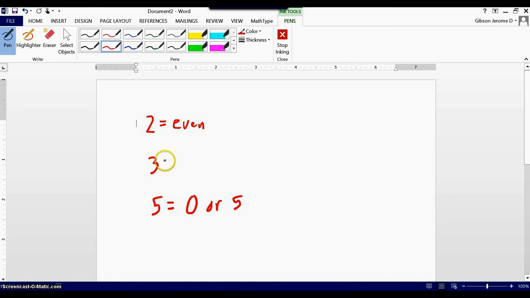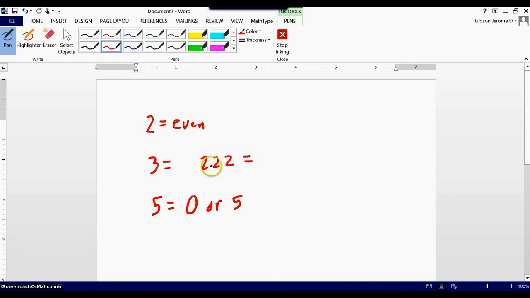Now we take a look at 3. Now with 3, basically it goes like this. If you add all of the digits together and they equal a multiple of 3, then it could be divided by 3. So let me give you an example. Let's take the number 222. Now if you look at this number here, it doesn't look like 3 divides into it evenly. But let's take what I said.